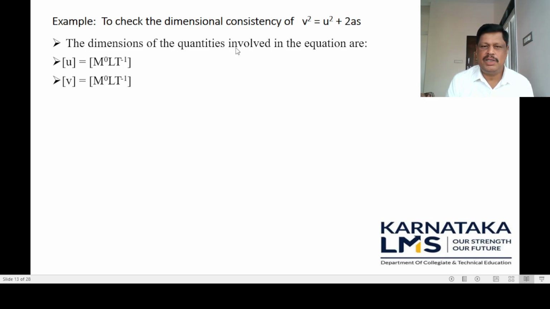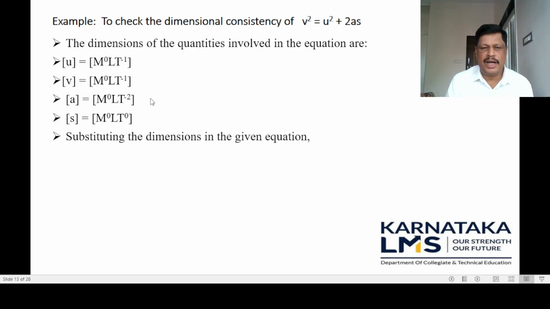The dimensions of the quantities involved in the equation are: U, the initial velocity, is represented by M to the power of 0, L, T to the power of minus 1. You already know the dimensions of velocity. Similarly, the final velocity is also M to the power of 0, L, T to the power of minus 1. The dimensional formula for acceleration is M to the power of 0, L, T to the power of minus 2. And the displacement is represented by M to the power of 0, L, T to the power of 0.